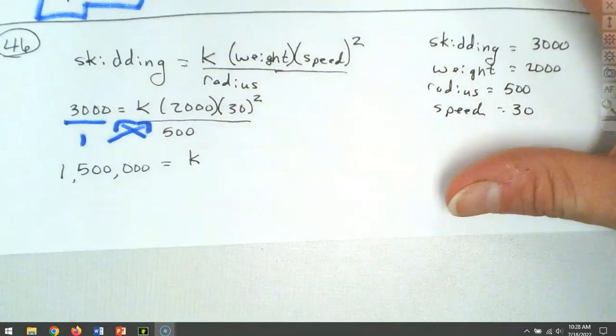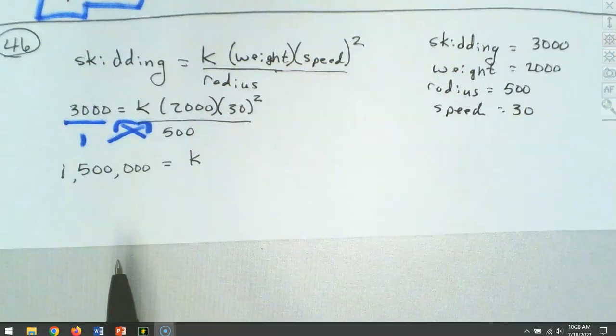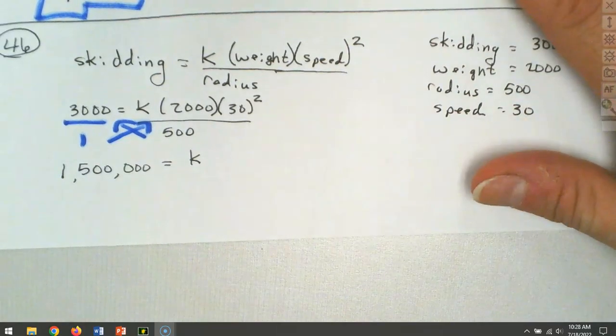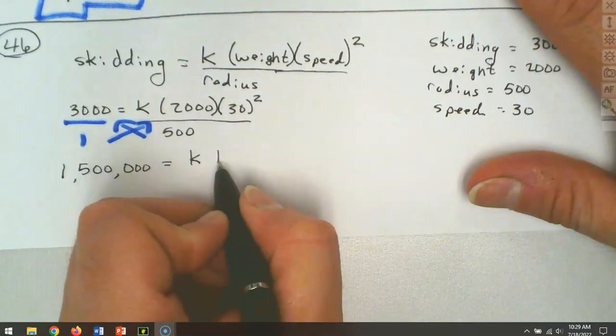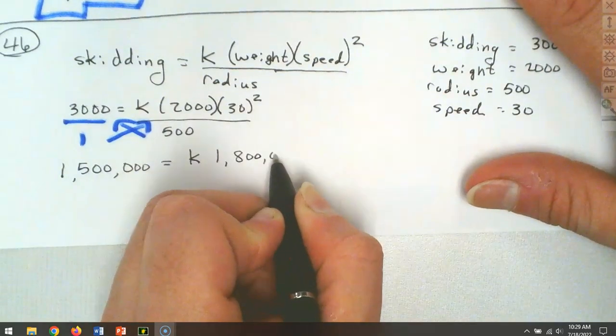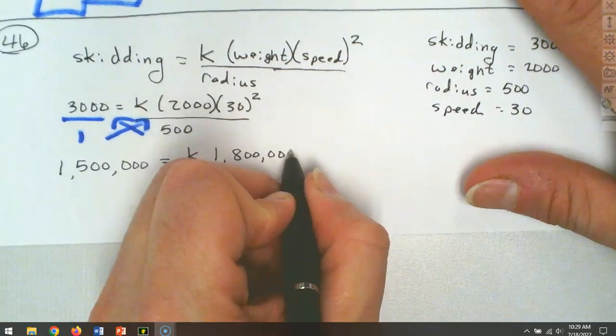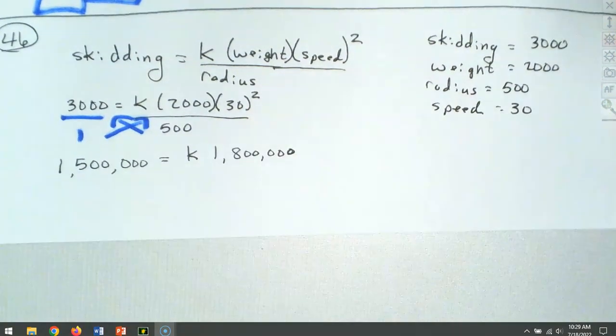And what's going to be multiplied by that K? Well, we've got 30 squared. Okay, so that's 900 times your 2,000. And that makes it 1,800,000. Make sure I got the correct number of zeros here. Yep. Okay. And now we just divide.